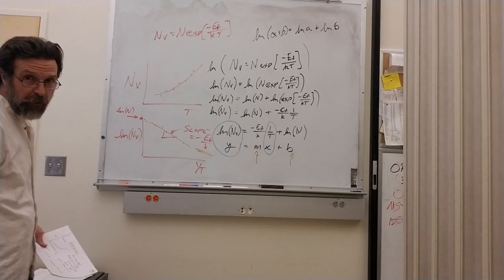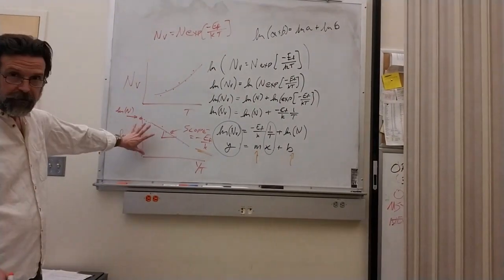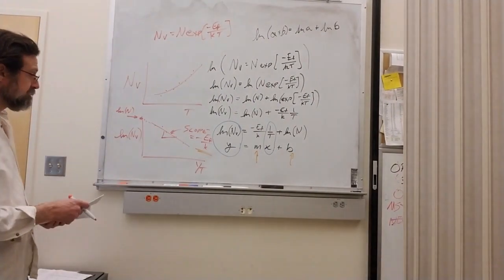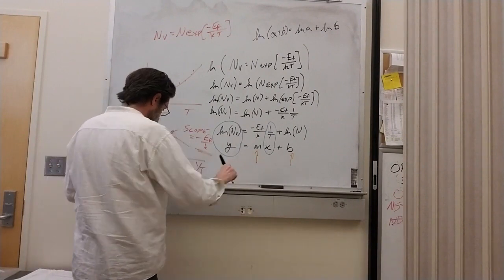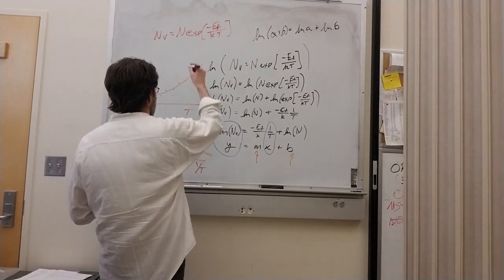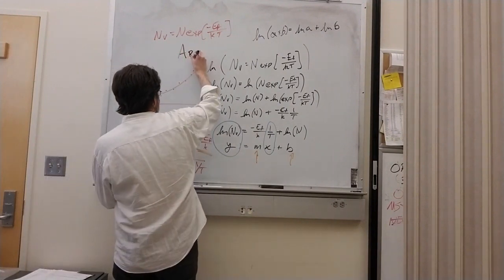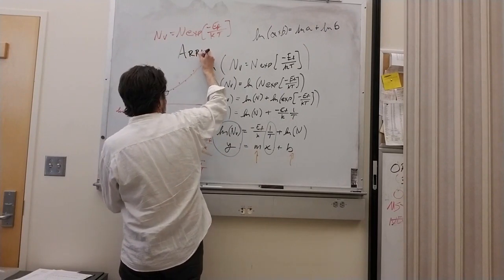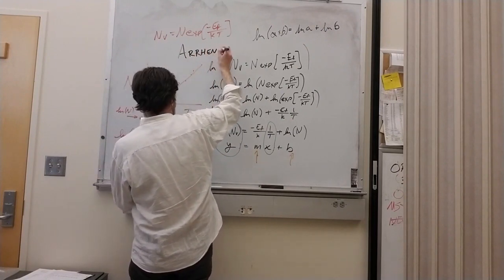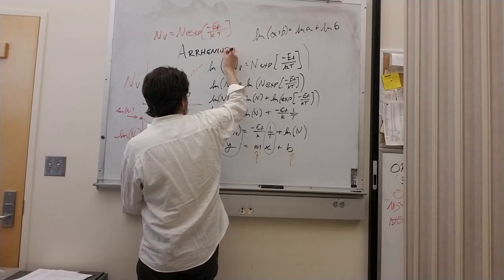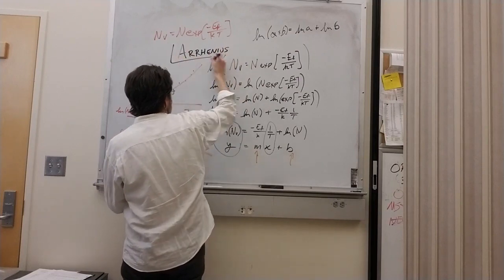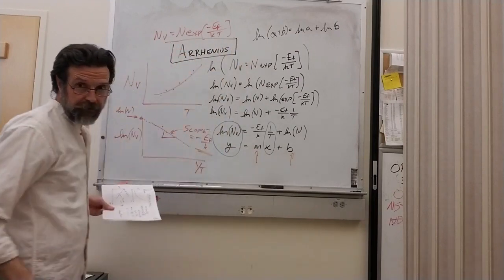And this is where plotting an Arrhenius relationship like this works. And I should spell that out for you. If you want to go read about this, it's called Arrhenius. So this is an Arrhenius relationship.